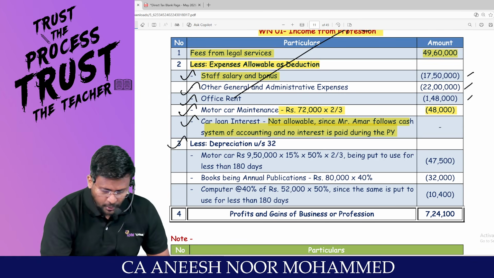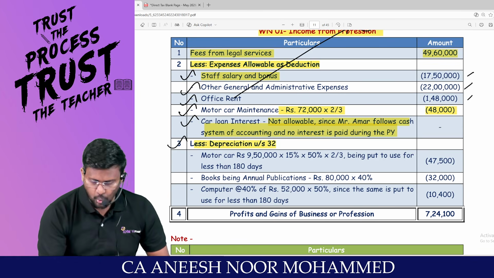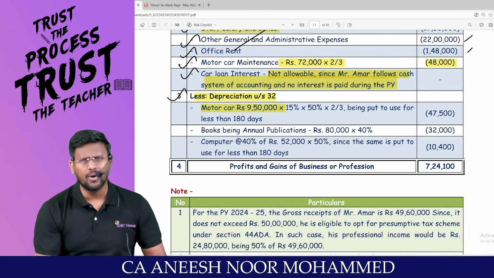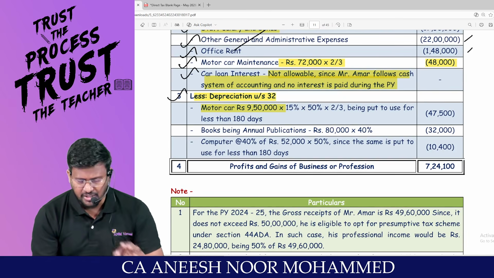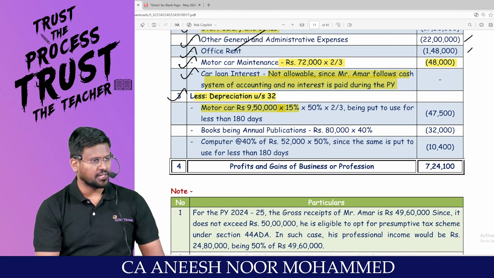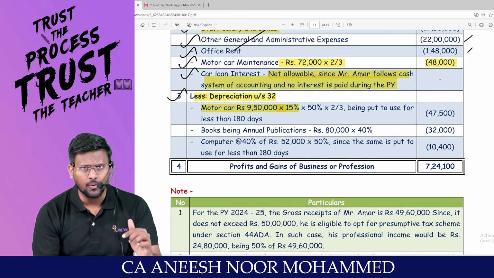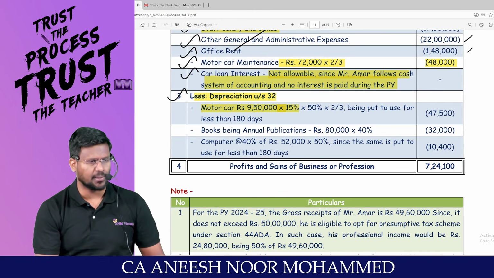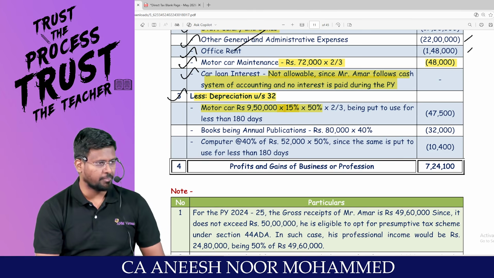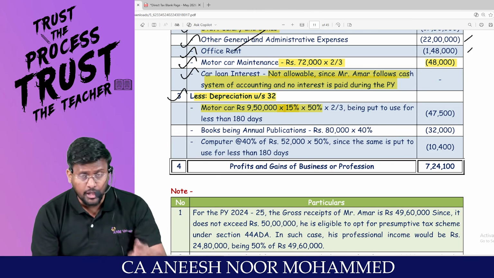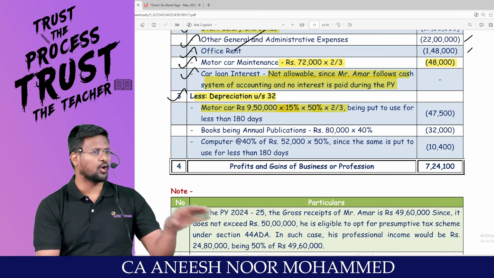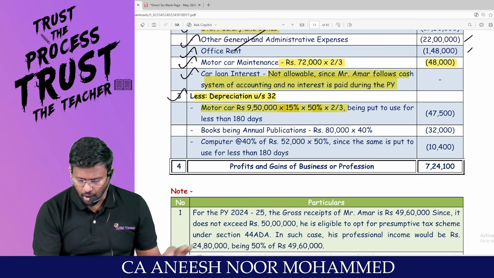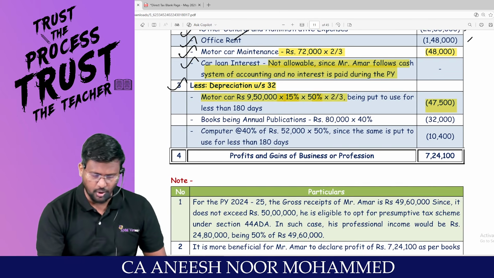Now I am going to calculate the depreciation under section 32, one by one. Motor car. What is the value of motor car? 9,50,000. What is the rate of depreciation for motor car? 15%. Has the motor car been put to use for more than 180 days or less than 180 days? So that's why into 50%. Has the motor car been fully used for business? No, sir. Only 2/3. That's why into 2/3. Look how many computations. Are you very clear with all? This much will be the depreciation on the motor car.